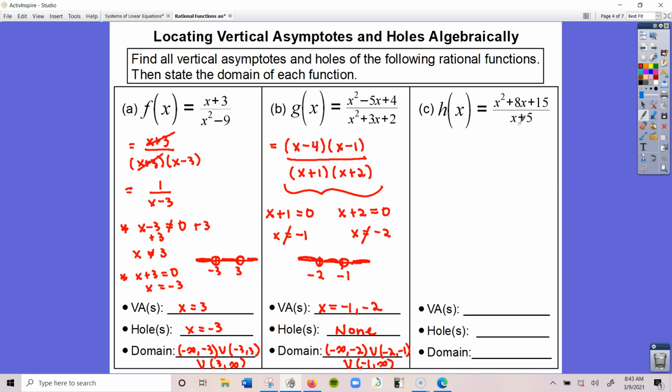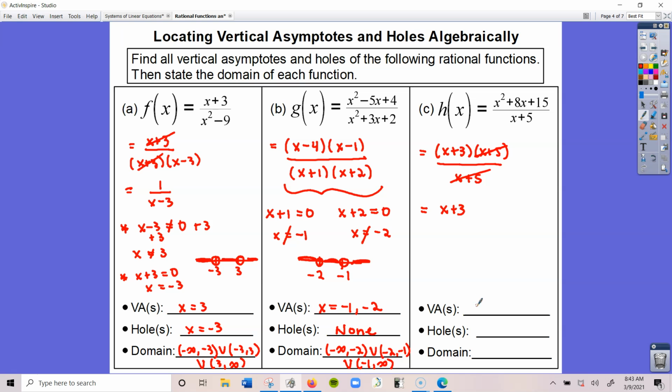Now let's look at this next example. We have x squared plus 8x plus 15 over x plus 5. If we factor the numerator, we get (x plus 3)(x plus 5). And the denominator cannot be factored, so that would be just x plus 5. Now when I look here, I have these two x plus 5s, which can cancel, leaving me with nothing left in the denominator. So my function h of x is now just x plus 3.